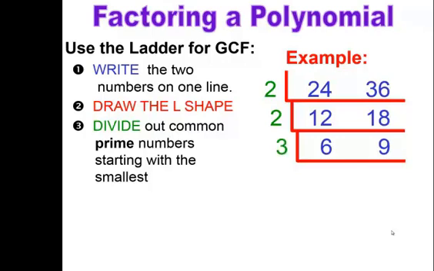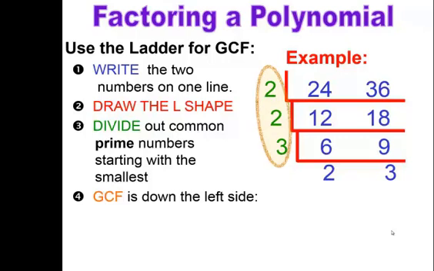So I'm going to write 3 on the outside, and divide it into 6, and I end up with 2, and I divide it into 9, and I end up with 3. Now at the bottom you see 2 and 3, and they no longer have any common factors. So now I can find the greatest common factor by simply multiplying the numbers on the left side.